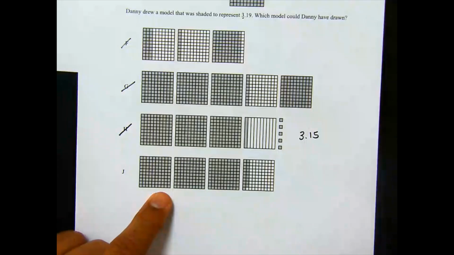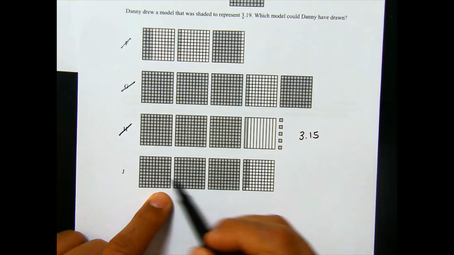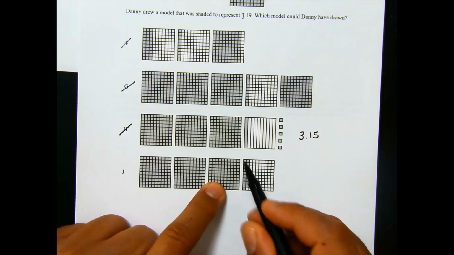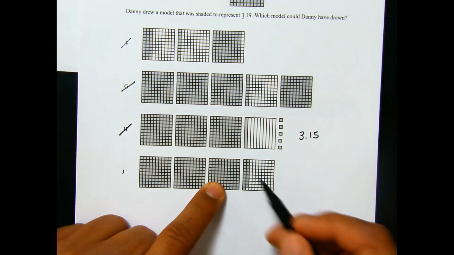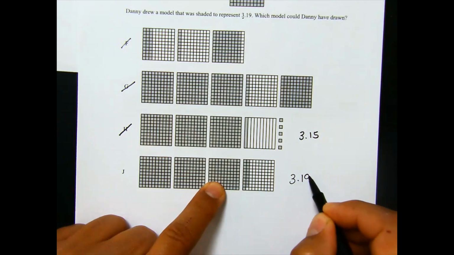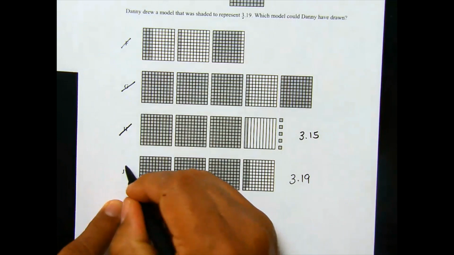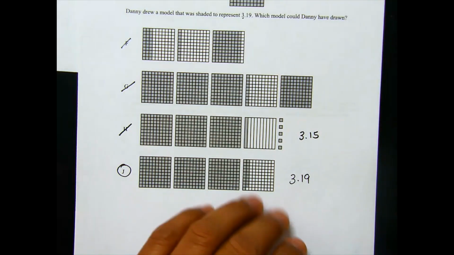So let's go to this one. We need 3 wholes. So we have 1, 2, 3, and 10, 11, 12, 13, 14, 15, 16, 17, 18, 19. So this is 3 and 19 hundredths. Our answer is J.